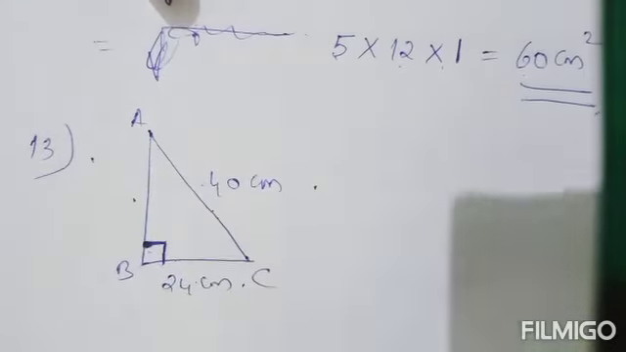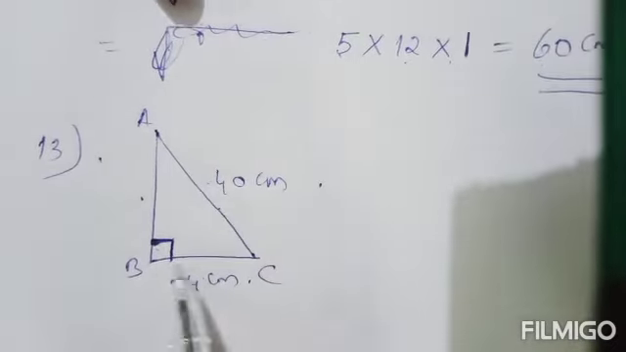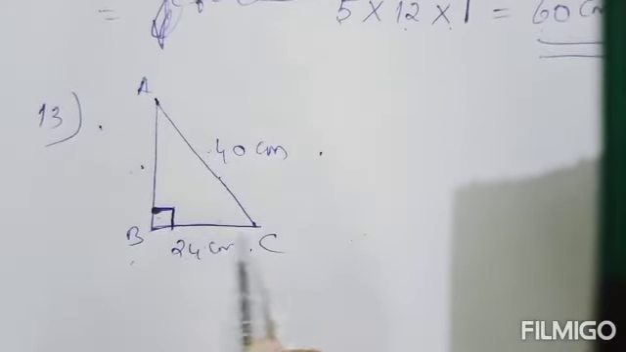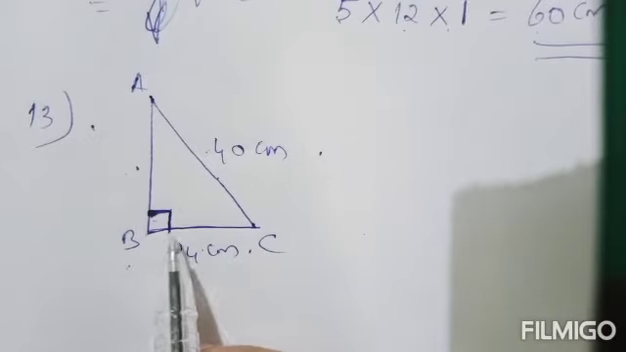So in order to find the area of a right angled triangle, we need a base and height, that is the lengths of the sides which form the right angle.